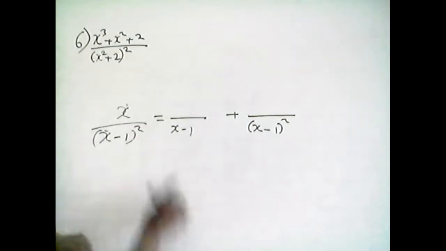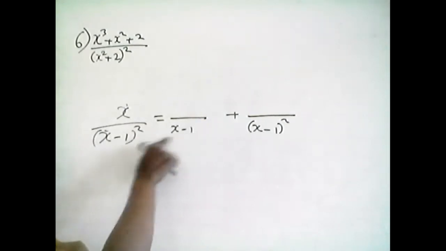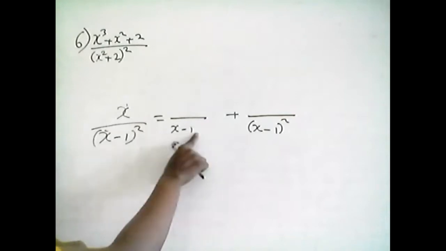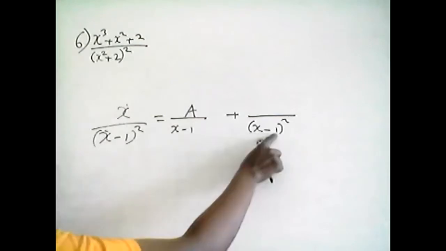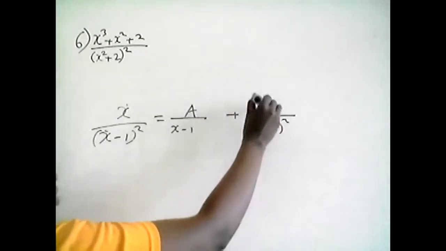Now you ask yourself, this part here, is this linear or quadratic? This is linear, so it will just be A. Then this side here, is this linear or quadratic? It's linear, so it will be B.